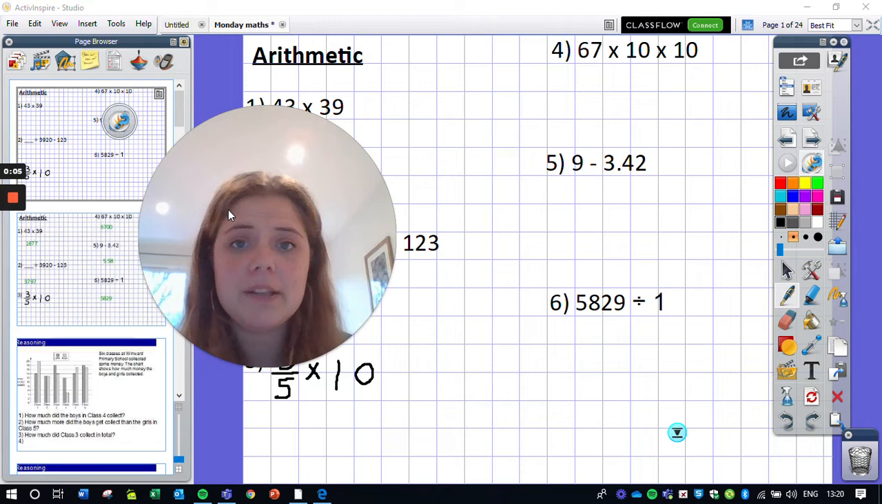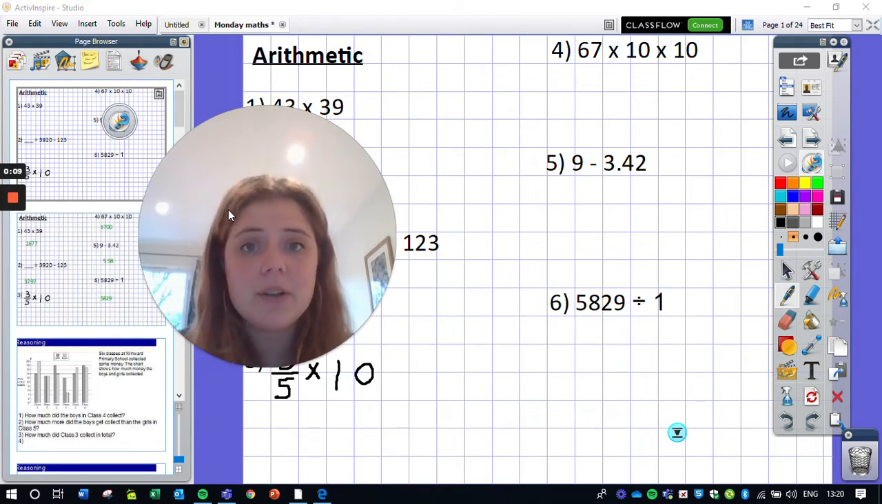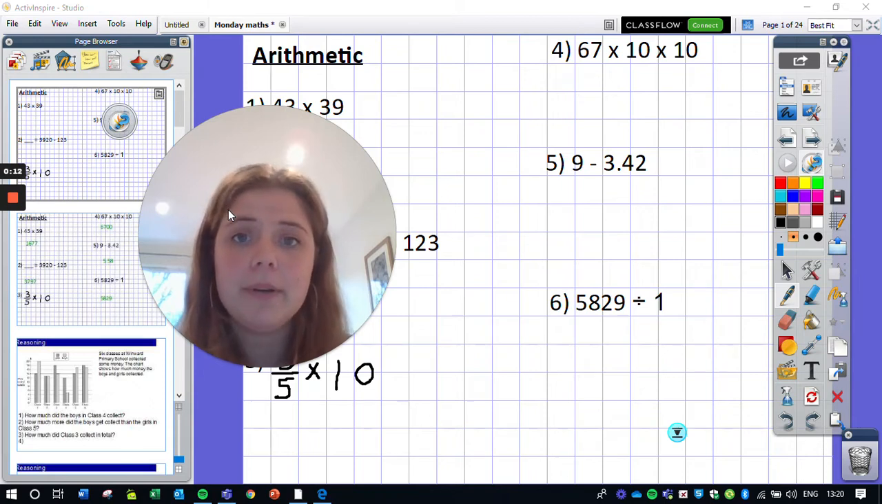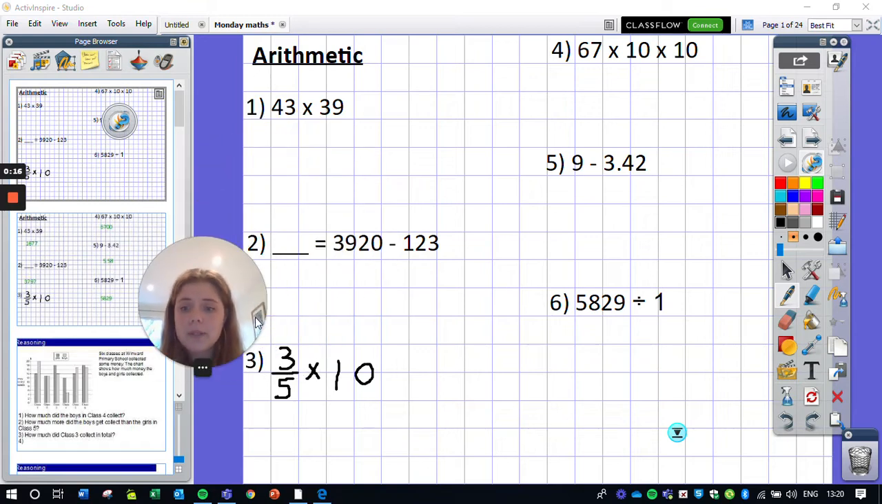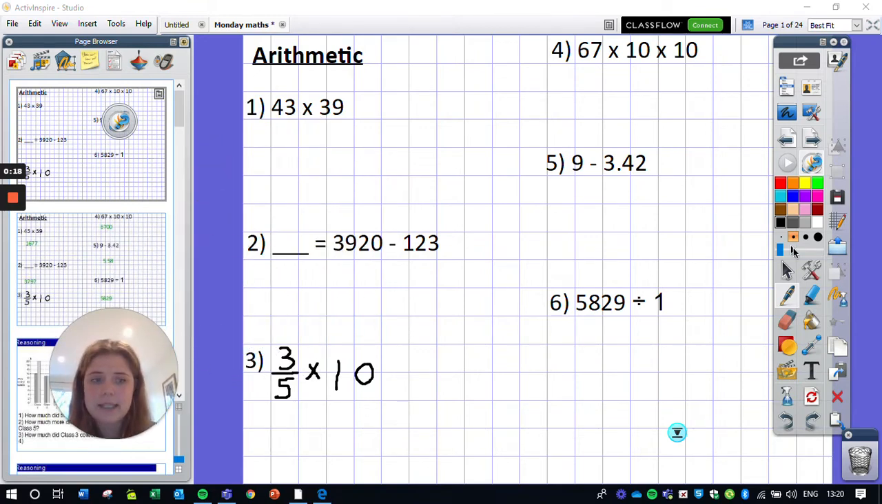Before we do anything else, please make sure you have a piece of paper and a pencil. I'm going to ask that everybody make sure they're completing their maths work on paper from now on. You need to show all of your calculations and you can't do that on the computer. All right, so without further ado, let's get started.